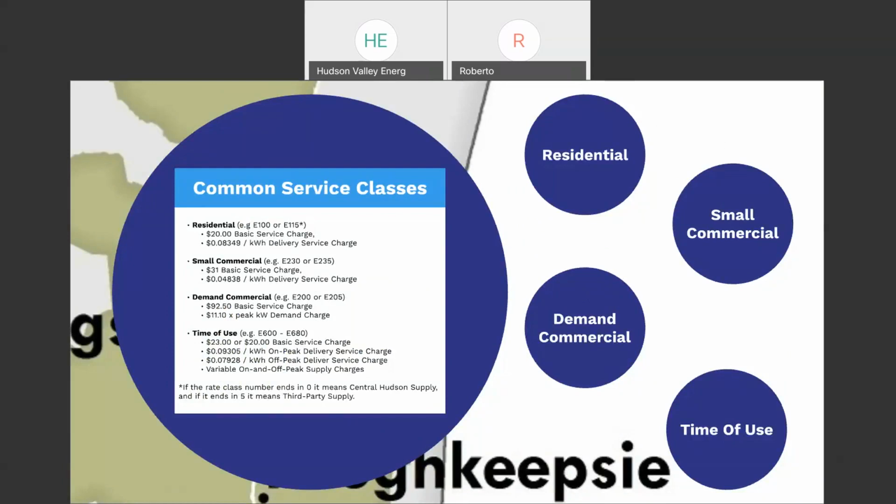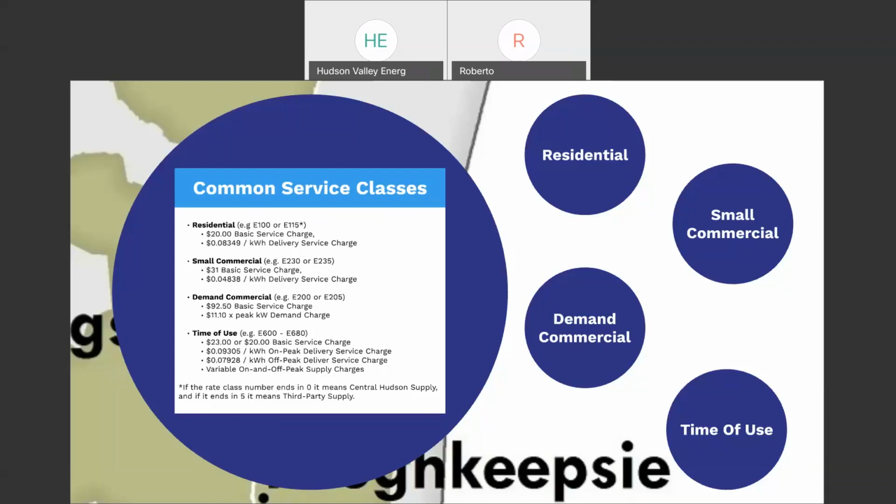Within each service class, there are a variety of rate classes, which are labeled as numbers with an E in front for electricity. So for example, within the residential service class, example rate classes could be 100 or E115, although there are also others. These numbers represent different specifics of your electricity usage, but as a rule of thumb, rate classes that end in 0 have Central Hudson electric supply, and those ending with 5 have third-party supplies such as from an ESCO or the Hudson Valley Community Power CCA program.